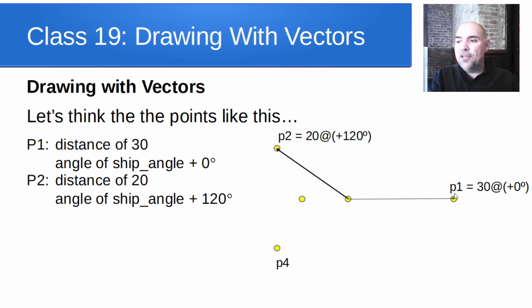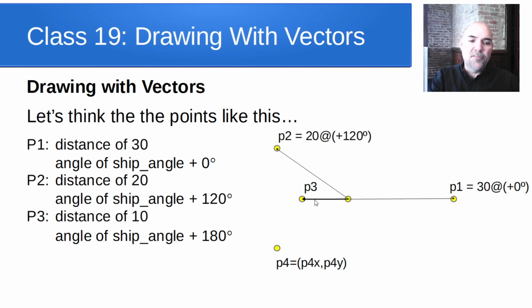So in other words, this is the nose of the ship. This is kind of back and to the left. So plus 120 degrees. So in other words, if I were to measure this angle right here, that's 120 degrees, and this is about 20 pixels long. Now, what about the one right here? So this is less than 20 pixels, obviously, and it's at an angle of, based on the nose of the ship, all the way around to 180. So P3 is going to be a distance of about 10 at an angle of ship angle plus 180. And again, I got to delete this.